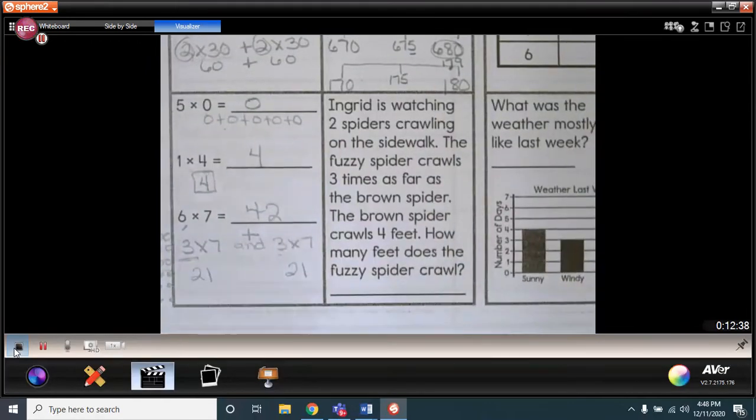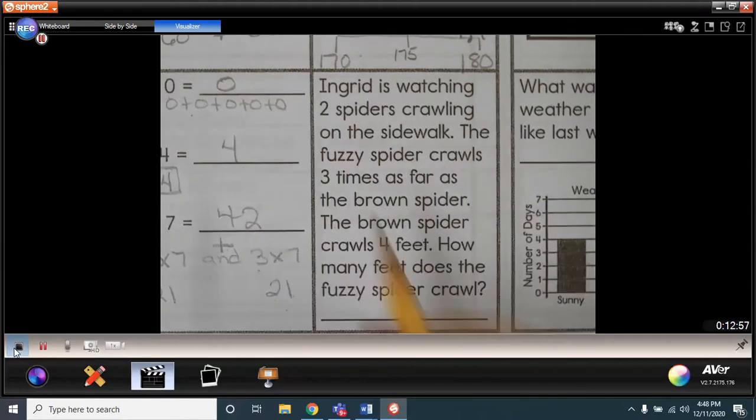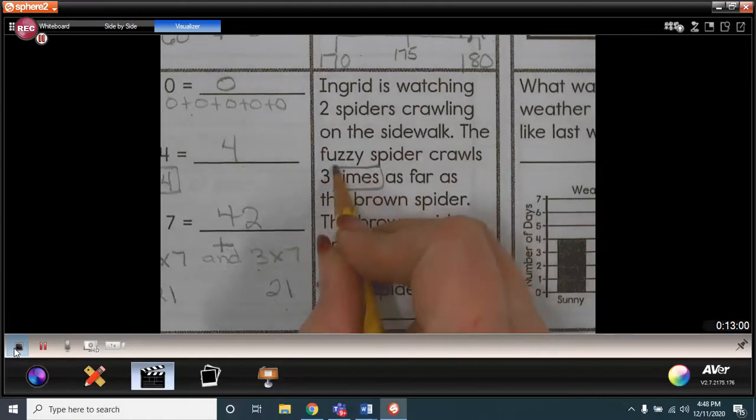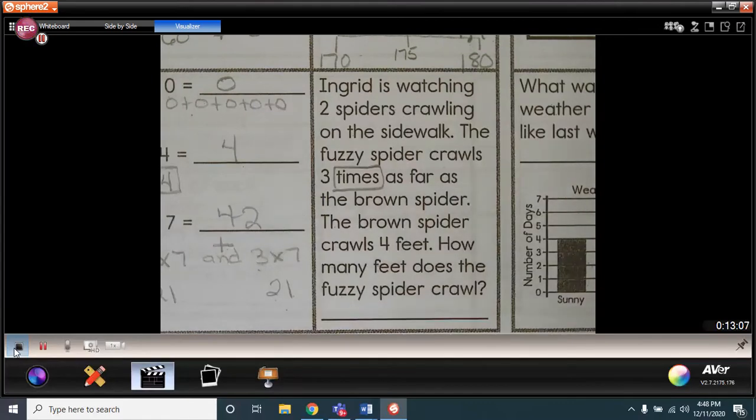And finally, we have our word problem. So our word problem says, Ingrid is watching 2 spiders crawling on the sidewalk. The fuzzy spider crawls 3 times as far as the brown spider. Now this is where we've talked about times as multiplication using the word times, not time like on a clock. So 3 times as far. So we're going to show this using a bar diagram in just a moment. The brown spider crawls 4 feet. How many feet does the fuzzy spider crawl?